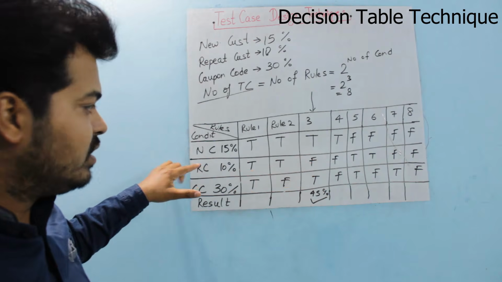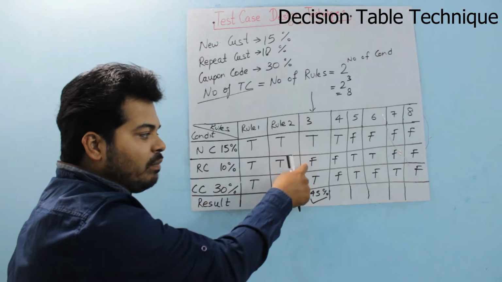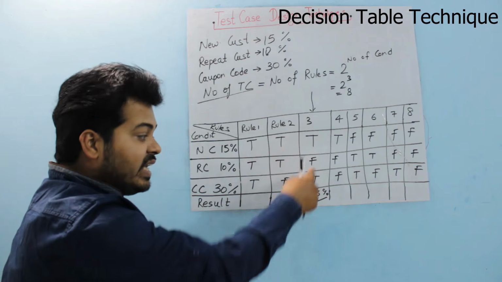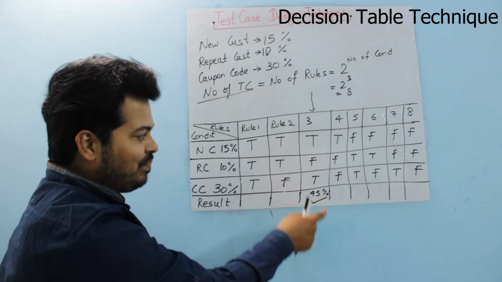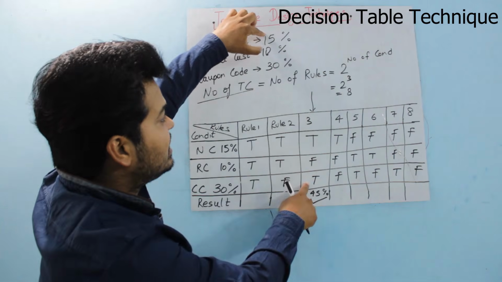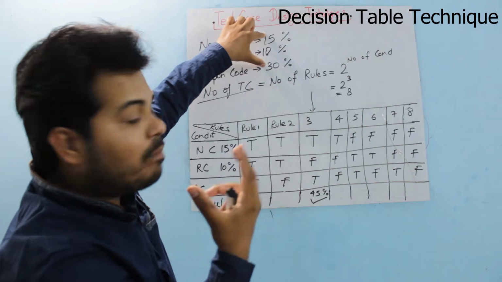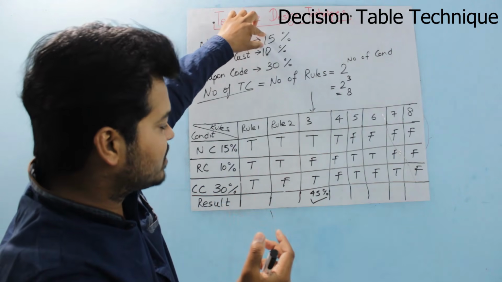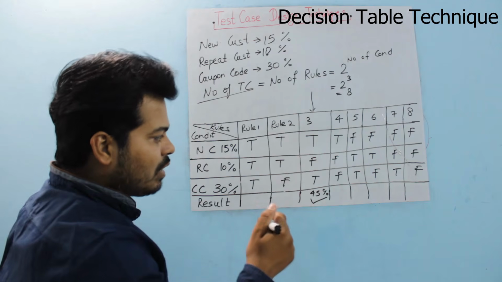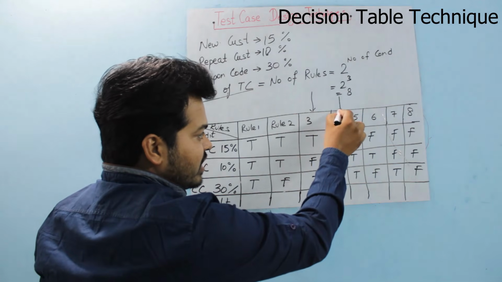False means if you have a new customer, he can't be an old customer, right? And if he is a new customer, he can have a coupon code with him. So if he is a new customer, he will get 15% off. He has a coupon code, so he will get a combination of 30% and 15% discount, which is nothing but my 45% discount.